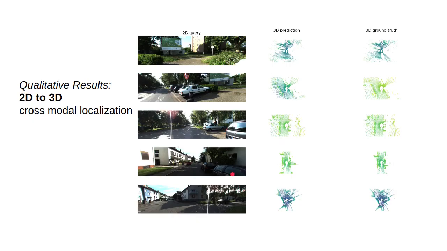Here we show qualitative results for 2D to 3D localization. You can see that the predicted 3D point cloud looks quite similar to the ground truth in all the cases.